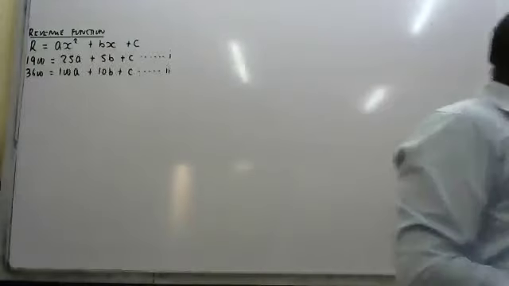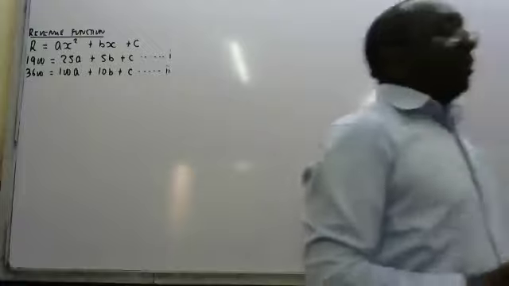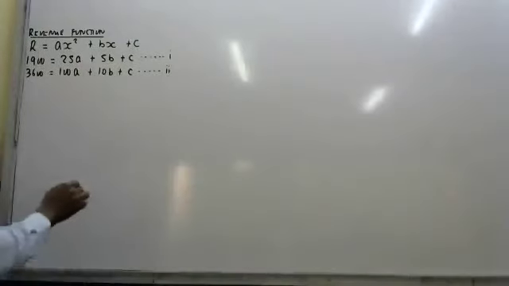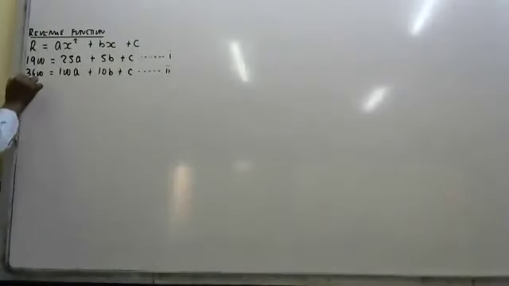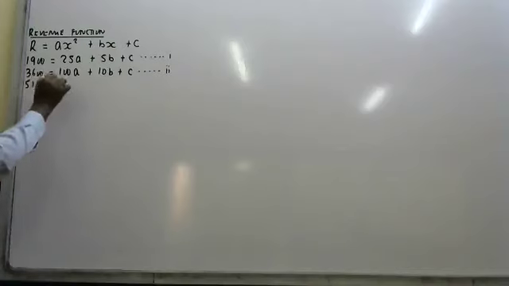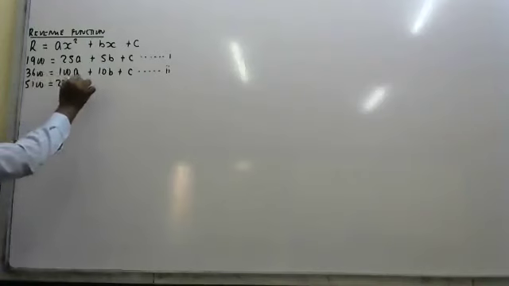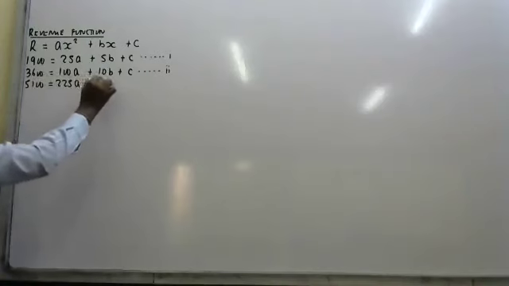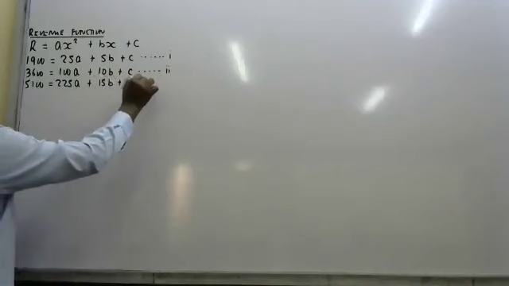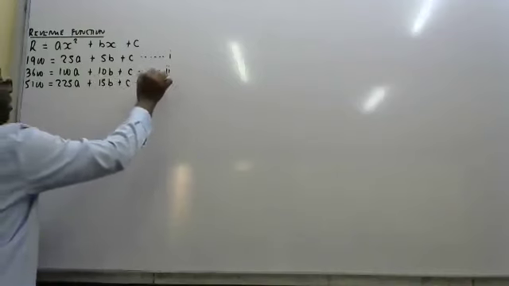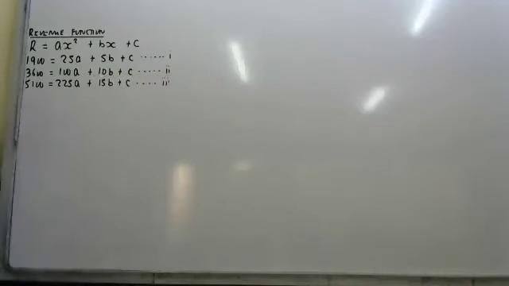Then let's go to the other one, 5100. 5100 is equal to, if you square 15, what do you get? 225A plus 15B plus C. That is equation number 3.